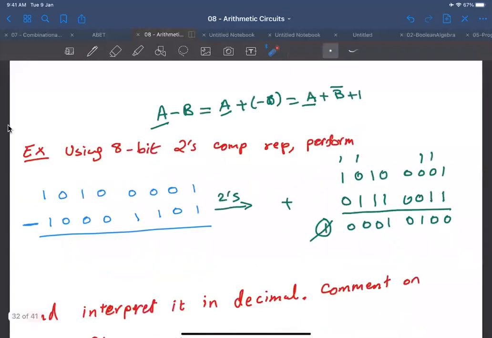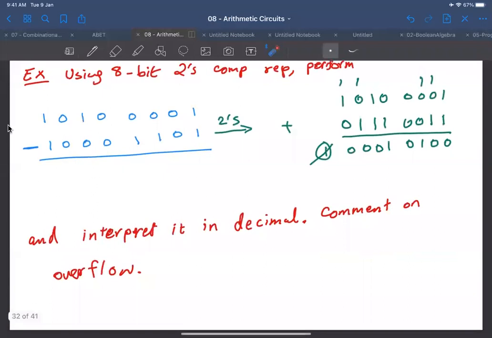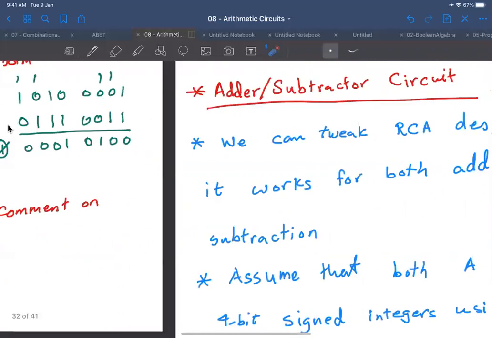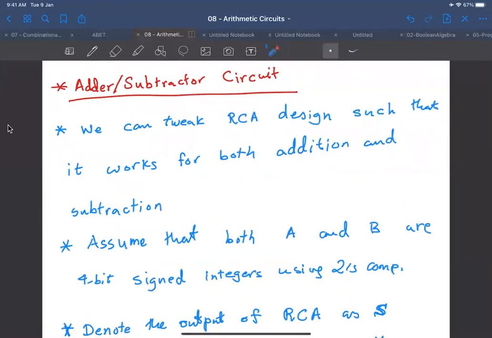Okay, so do we need to double check the result? I'll leave it to you to check the results, whether this minus this equals this. Do it in decimal and then double check. Okay. So moving on. Now we are ready to discuss the adder-subtractor circuit.